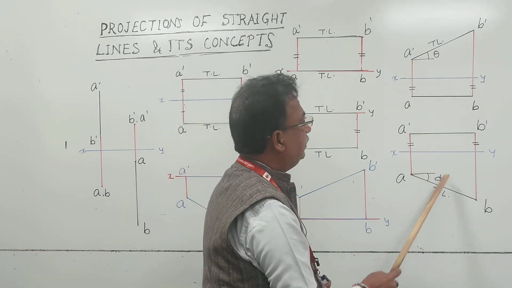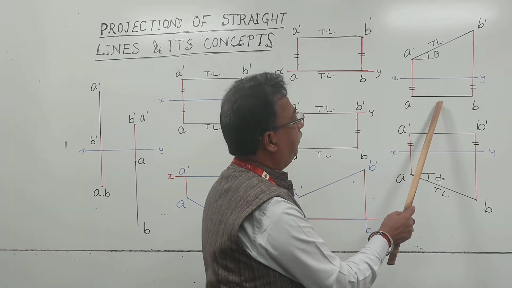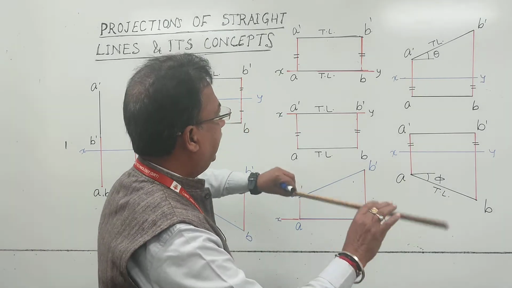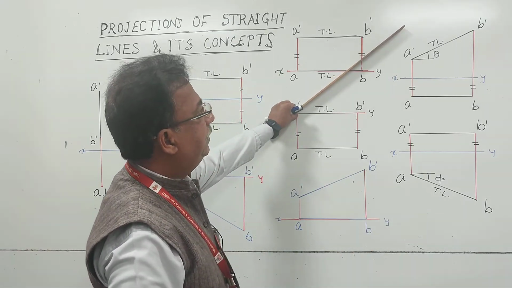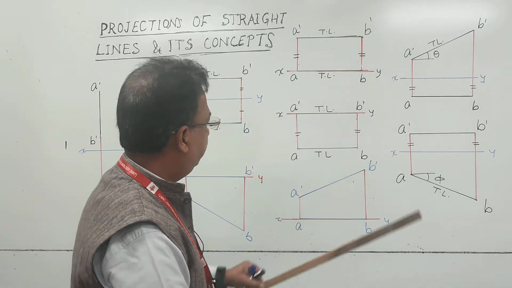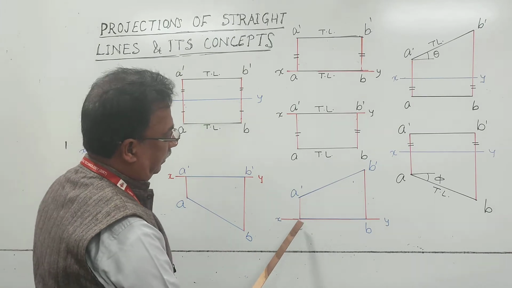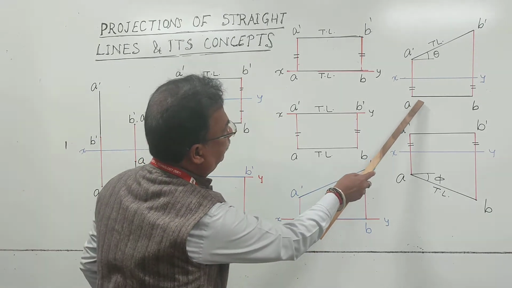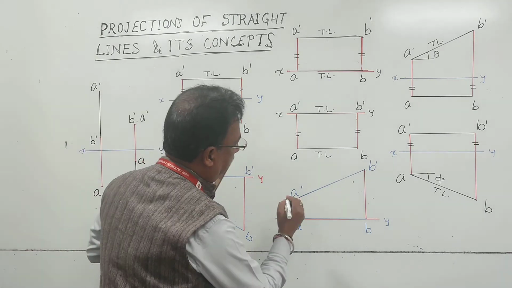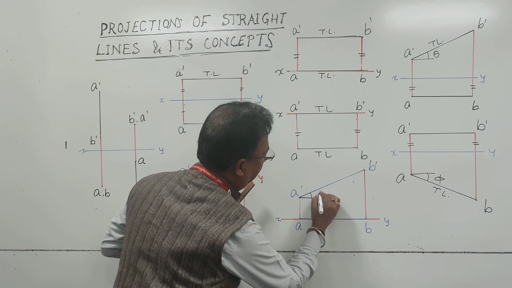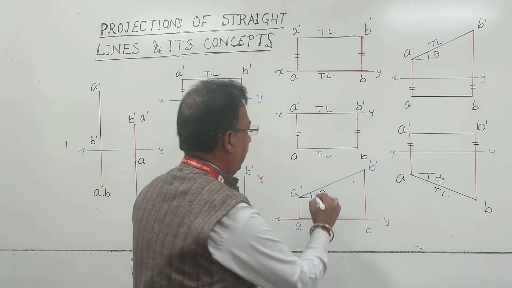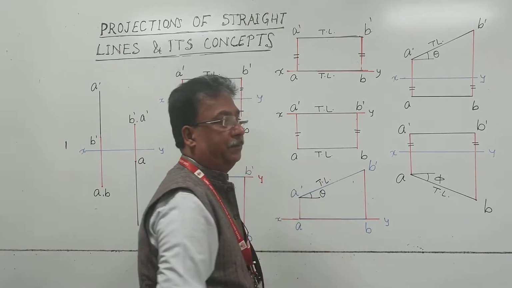Similar to these two cases, instead of making the line parallel, we can contain it on the VP or on the HP. One case I can easily show you here is when the line is on the VP and inclined to HP. This case will be drawn here. This line is on the VP, so its top view goes on the XY line like this. So this is the case when the line is on the VP and inclined to HP by some angle. That angle theta is the real angle of the line with the HP, and this length will again be the true length.